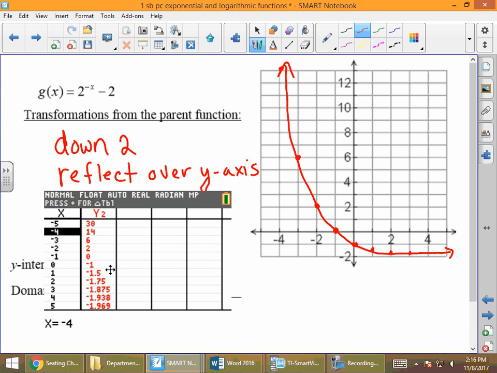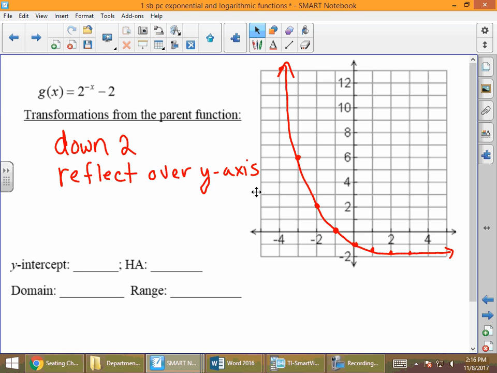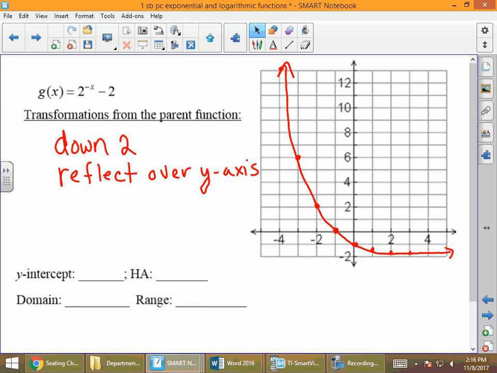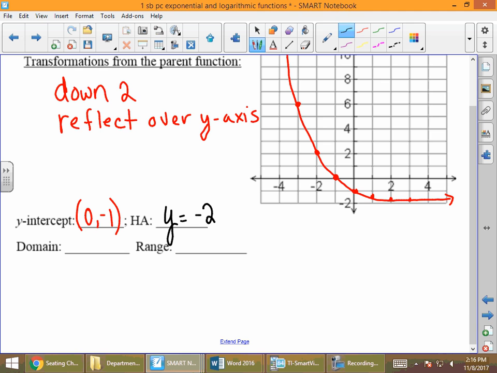And there's our rough picture of that, of 2 to the negative x minus 2. And what we want to come up with again here are the y-intercept. Where does our graph cross the y-axis? And I just deleted the table, but we can see that it crosses at (0, -1). Do we have a horizontal asymptote in this one? And we actually do. I heard it. It's y equals -2.